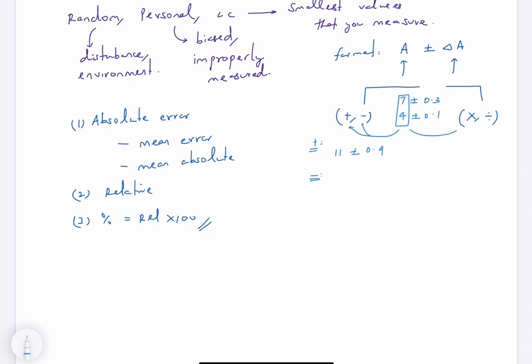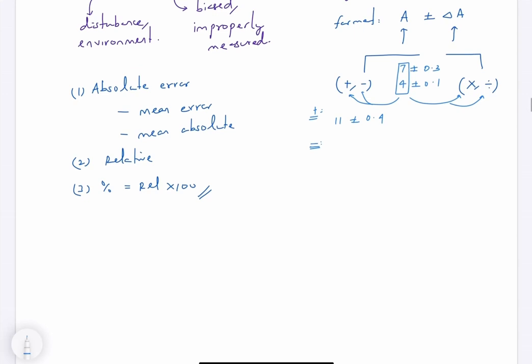Similarly, if it's for multiplying, you multiply them. If it's divide, you divide them. These heroes are to follow the rules of arithmetic operation. So if it's subtraction, subtract them. 7 minus 4 is 3, plus or minus, but errors you always add them up, no matter what. But for multiplication and division, there's a bit different format. What you do is that you write it in terms of relative error.